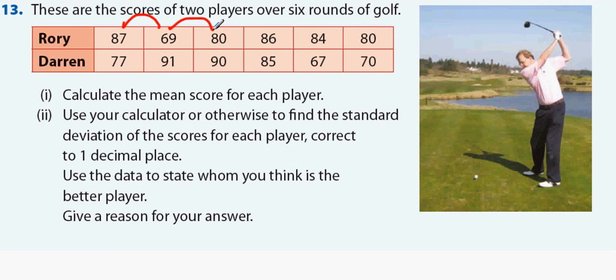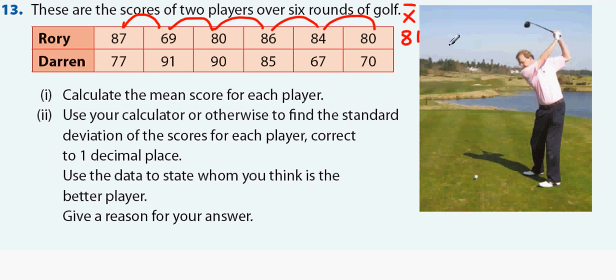So when we do Rory on its own, we're going to go through the usual. We're going to go into our stat mode, one variable, and then we're just going to put in Rory's rounds: 87, 69, 80, 86, 84, and 80. Once you do that, you're just going to go into your variables and check what the mean is. Rory's mean is 81. So his x bar is going to be 81.